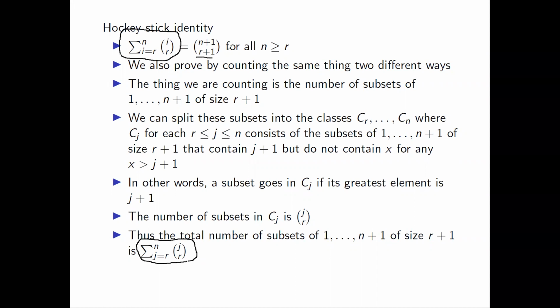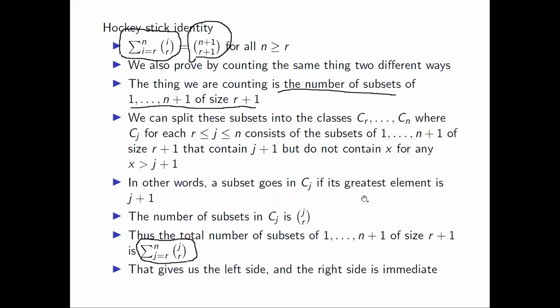And the right side, like I said earlier, it's immediately clear that this is the quantity that we're counting, the number of subsets of 1, 2, up to n plus 1 of size r plus 1. So immediately that's n plus 1 choose r plus 1. And so that gives us what we want, the hockey stick identity.